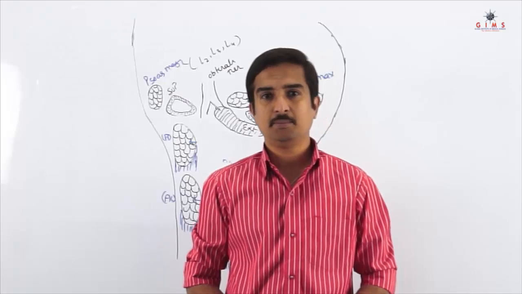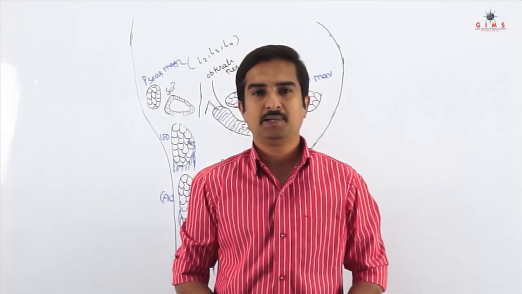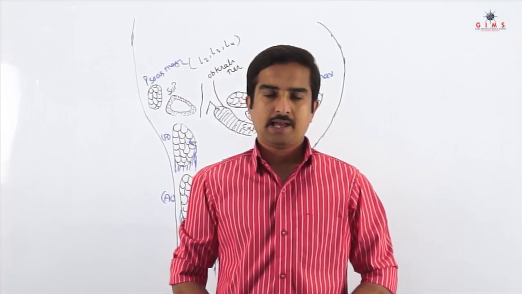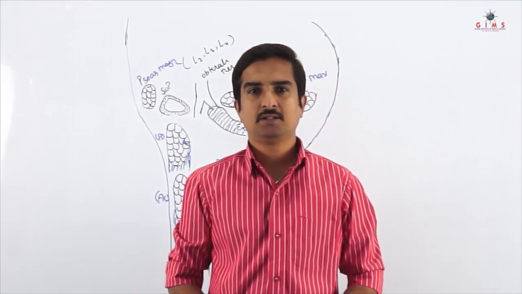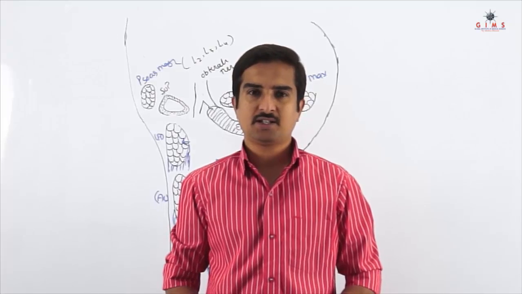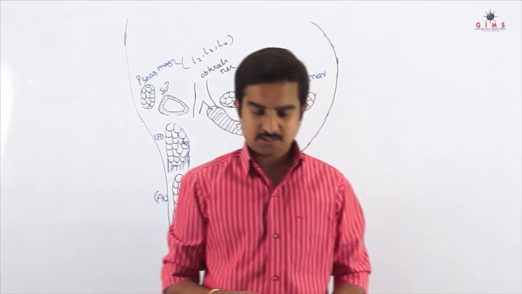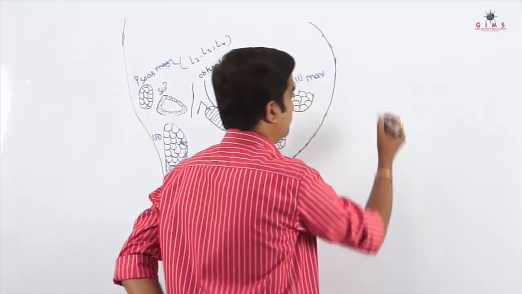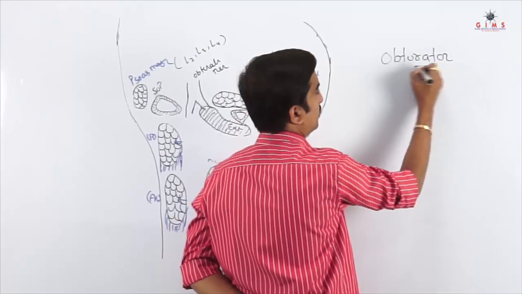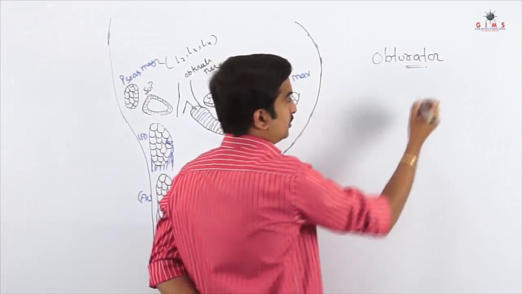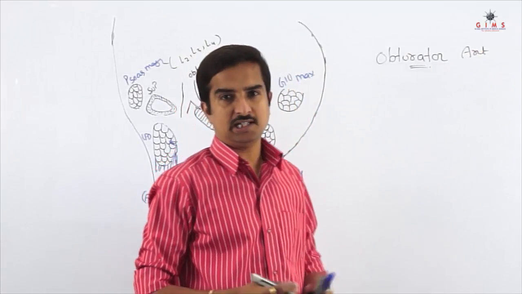Continuing our discussion in the medial compartment of the thigh, now we have to discuss the blood supply in this region. As I already mentioned, there are two arteries we have to study in this compartment. One is the obturator artery and the second one is the medial circumflex femoral artery. Let us first discuss the obturator artery. The obturator artery is a branch of the internal iliac artery.